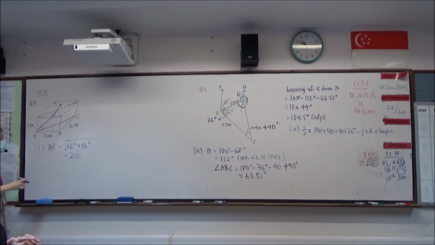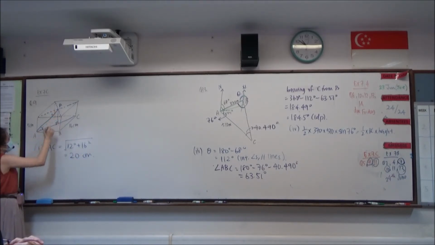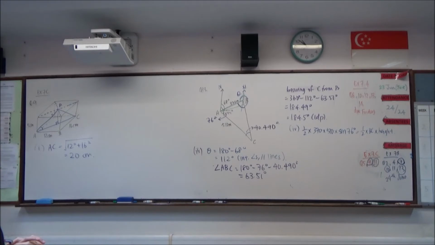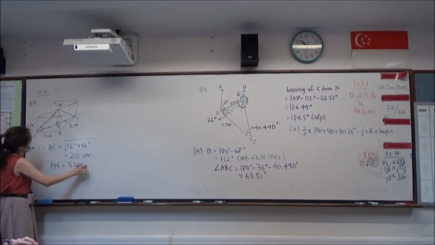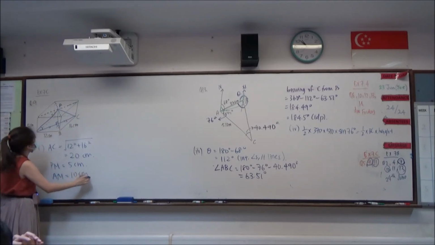Okay, so AC is 20 cm. After we find out what AC is, we need to realize that PAC itself is an isosceles triangle, where the length PA is equal to the length of PC. So having this 20 cm, I can divide it into two parts, 10 cm each. Then from P all the way to the bottom, if I label that as M, I will have the height of 5 cm. And AM is actually 10 cm, as mentioned earlier.